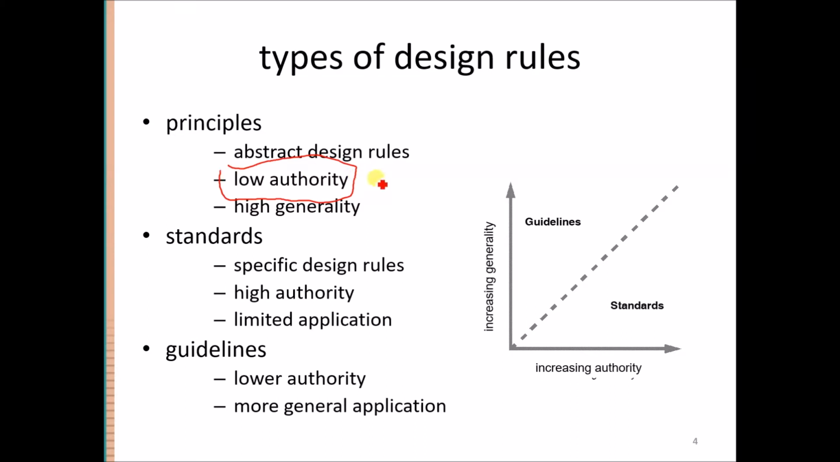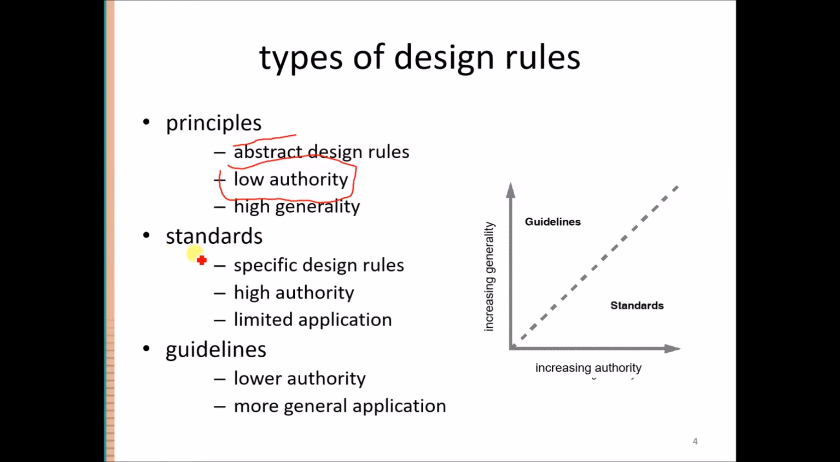So that is why it is called the authority is low. Authority is low because we are saying that these are abstract design rules, so we are not giving very detailed instructions about what these rules are. That's why authority is low in the principle, and generality is high. Usually when authority is low, generality is high, because with authority we are applying the rule in a much stricter way. So when we are not applying it strictly, it means that this is more general.